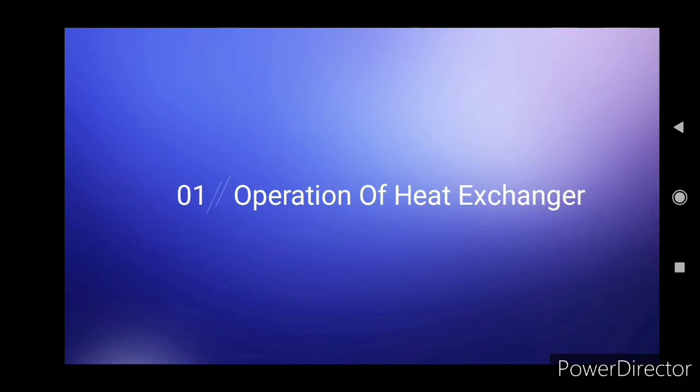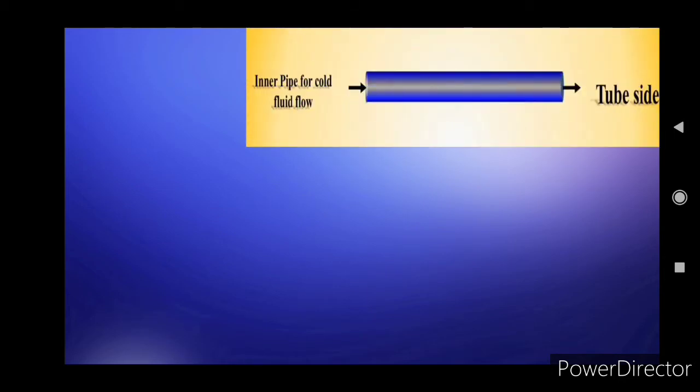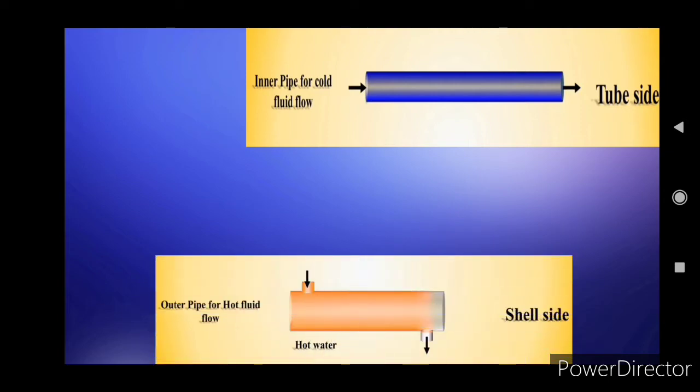Firstly, the operation of heat exchanger. A double pipe heat exchanger is the simplest type of heat exchanger. In double pipe heat exchanger, one fluid flows through the smaller pipe while the other fluid flows through the annular space between the two pipes.